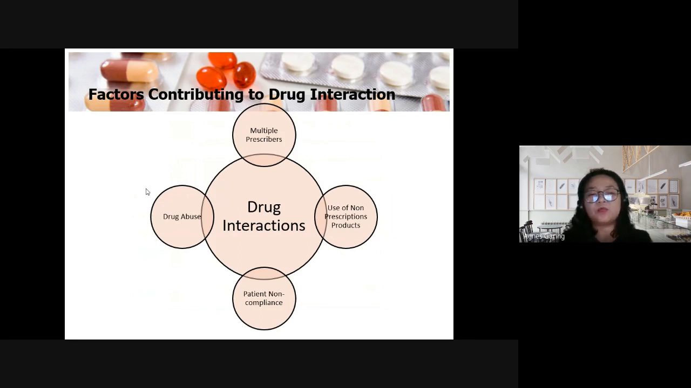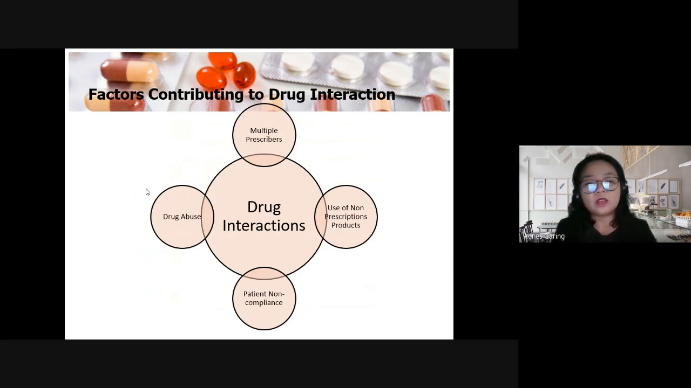So, that is our role, no? Although some physicians or most of the physicians are asking their patients kung ano yung mga tinitake na medication. However, minsan hindi naman naaalala ng pasyente, especially if they are geriatric patients. So, ito yung isa sa mga contributing factors in drug interaction. Multiple prescribers. And then use of non-prescription medication. So sometimes yung patient, if you ask them kung ano yung mga tinitake niyang medication, yung mga naaalala lang nila is yung mga nakareseta. They tend to forget the non-prescription medications that they take.